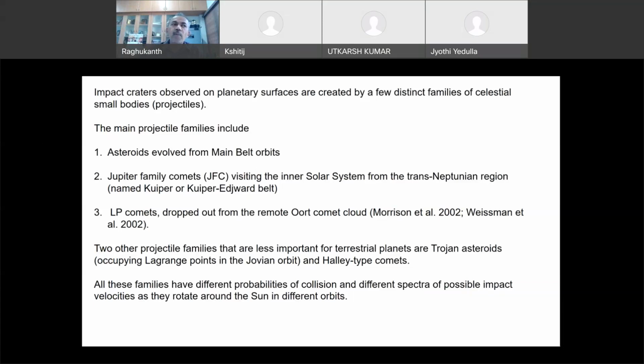Then there are some more comets: long period comets. I think they are far away, or they may appear just once, but they may also cause impacts. And there are also some more things like Trojan asteroids, which occupy Lagrange points. Any of you have an idea about the Lagrange point? Recently this word became very popular. What do you mean by Lagrange point? Any of you have heard?